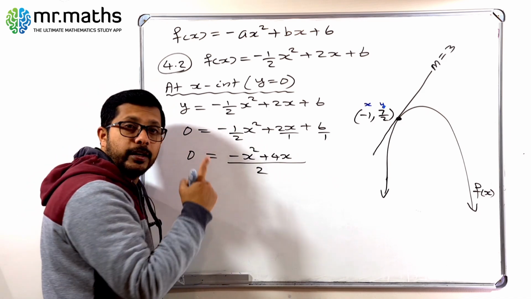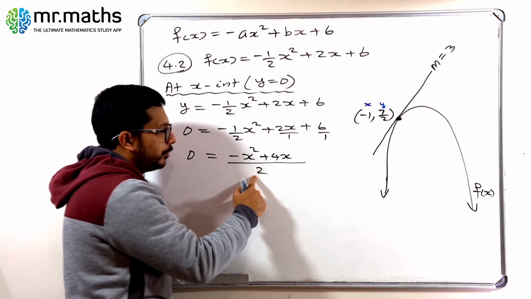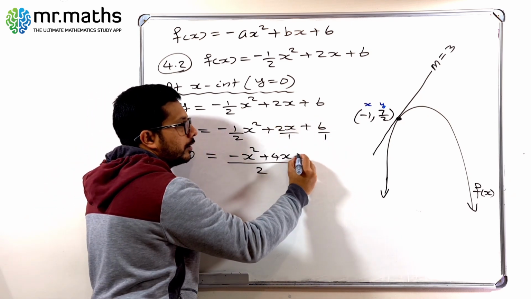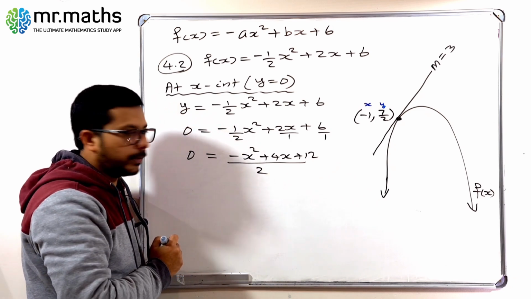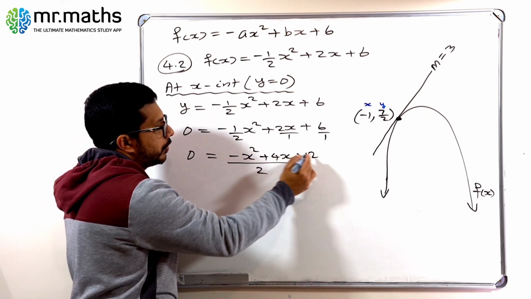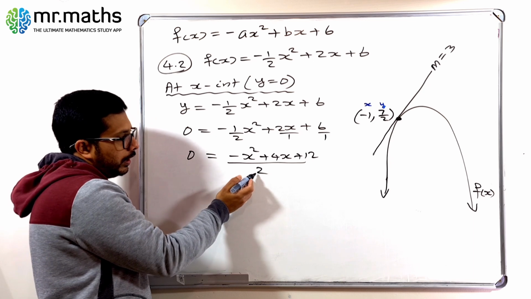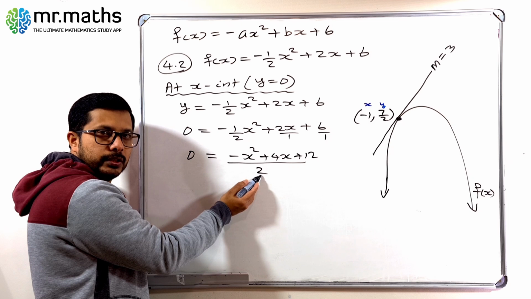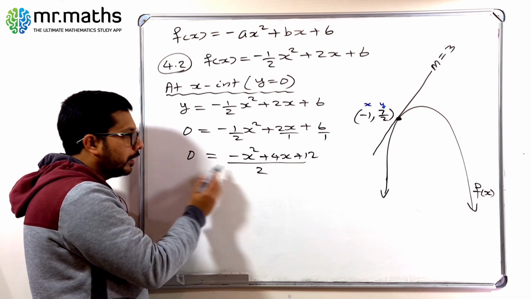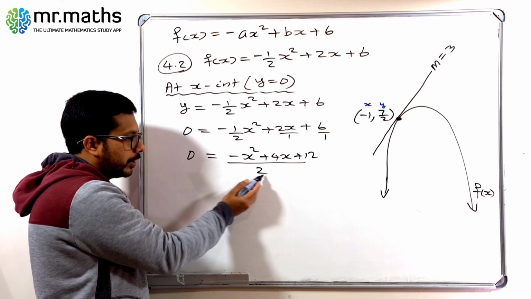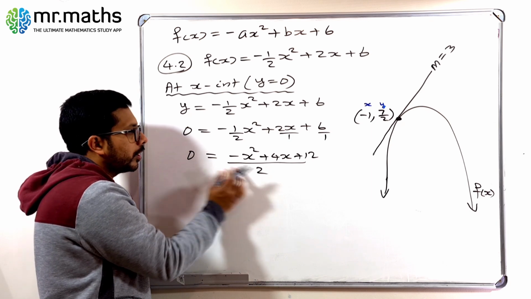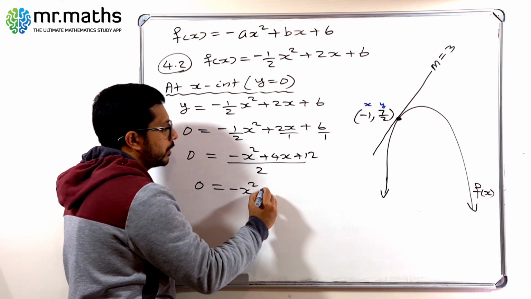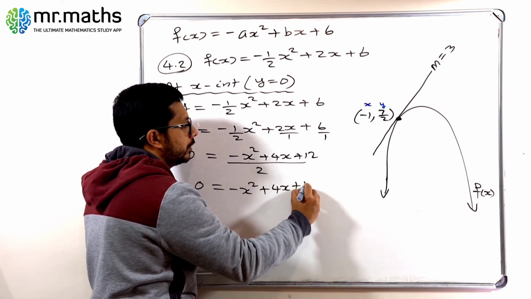Okay, grade 7 method, LCM. 2 divided by 1 is 2, and that answer 2 times 6 is 12. So minus x square plus 4x plus 12. Now if I cross multiply, this 2 is in the denominator; if I want to take it to the right side, I'm supposed to multiply. This is division, here it is multiplication. So 0 times 2 is 0, so 0 is equal to minus x square plus 4x plus 12.